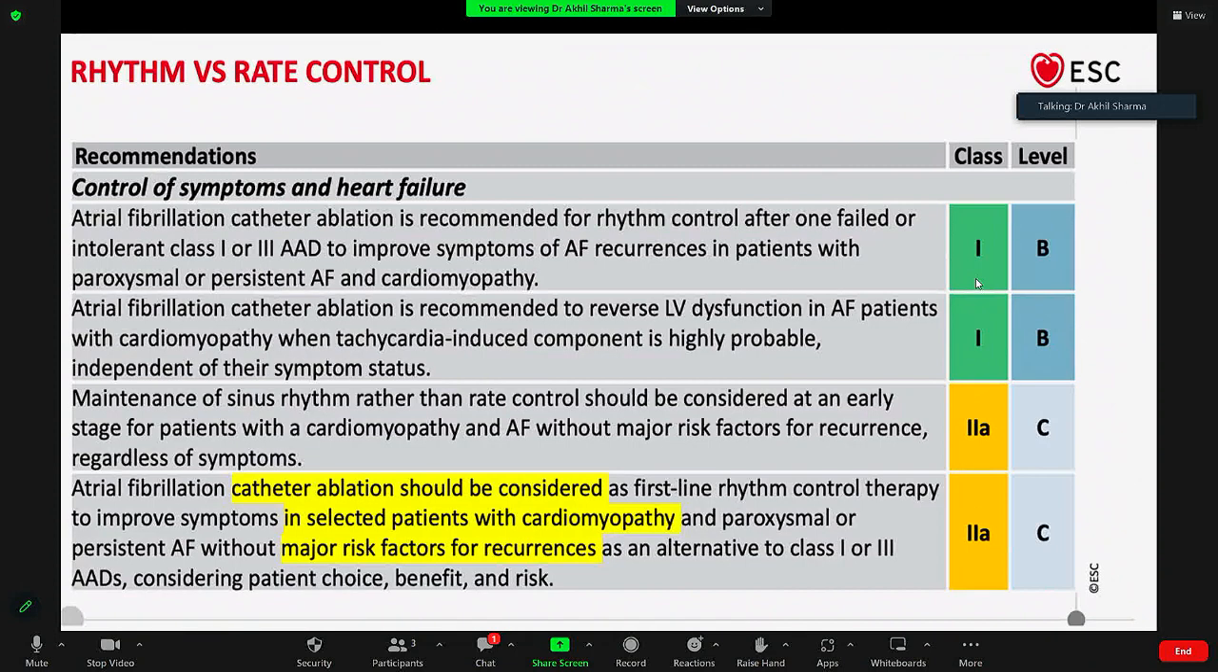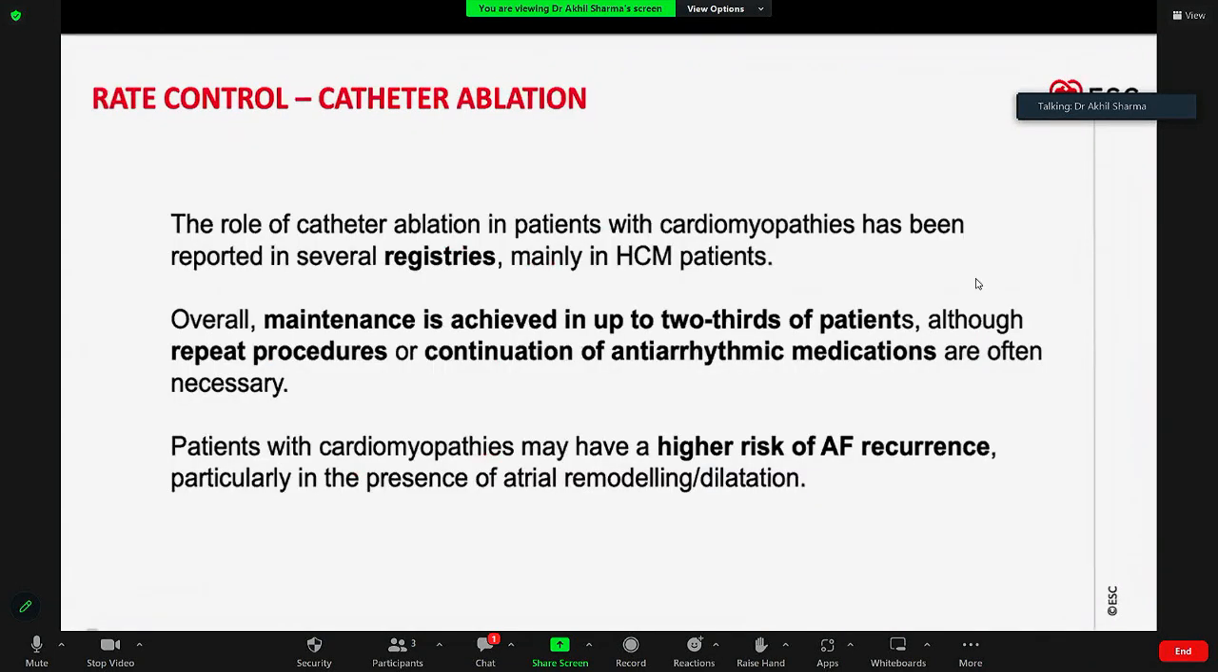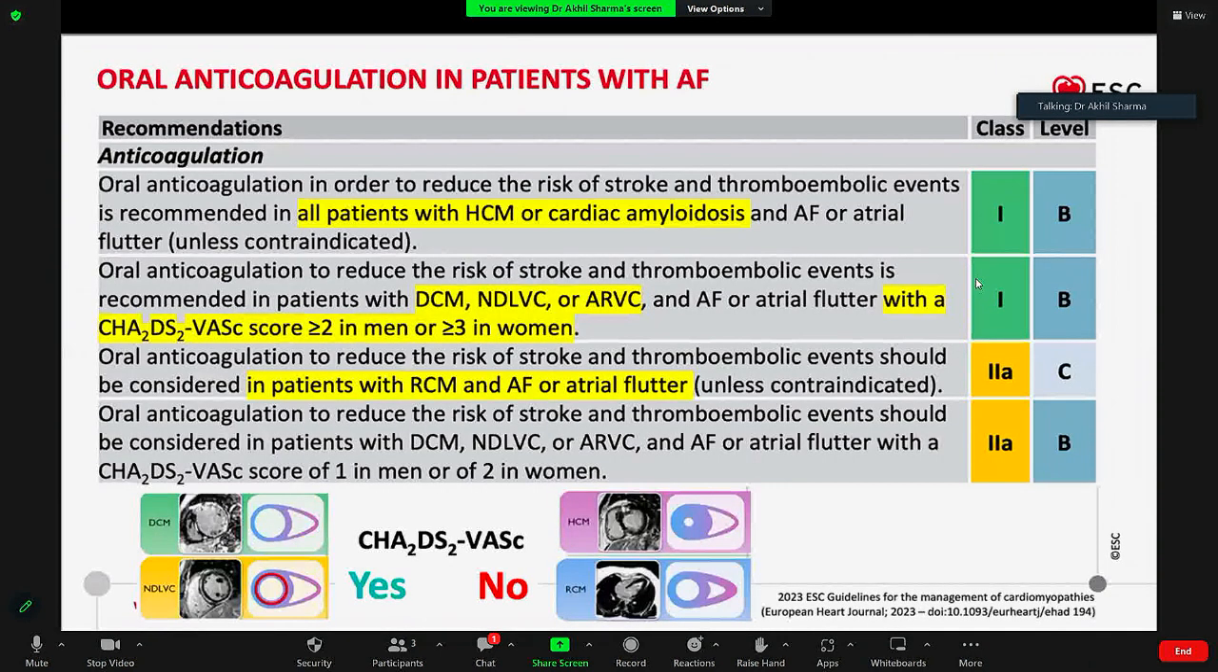The class 1 indication is for patients who are already on a class 1 antiarrhythmic drug, and a 2A recommendation for patients who do not want medical treatment. Rate control is not considered superior in comparison to catheter ablation. So all cardiomyopathy patients should be given the catheter ablation choice.